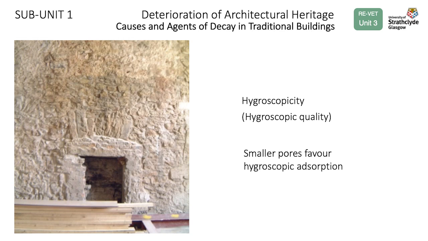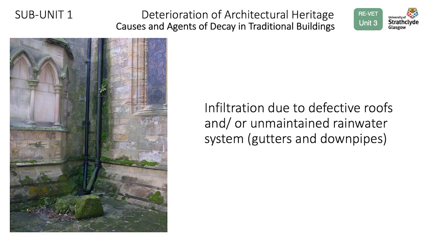Hygroscopicity, or hygroscopic quality, means a hydrophilic surface of pores can attract water molecules which become absorbed on the surface. The smaller pores favor hygroscopic absorption. It is possible when the relative humidity of the air is above a certain value. This depends on the nature and porosity of the material. Infiltration due to defective roofs and/or unmaintained rainwater systems is very frequent. And these are the first issues to be addressed in any conservation project.